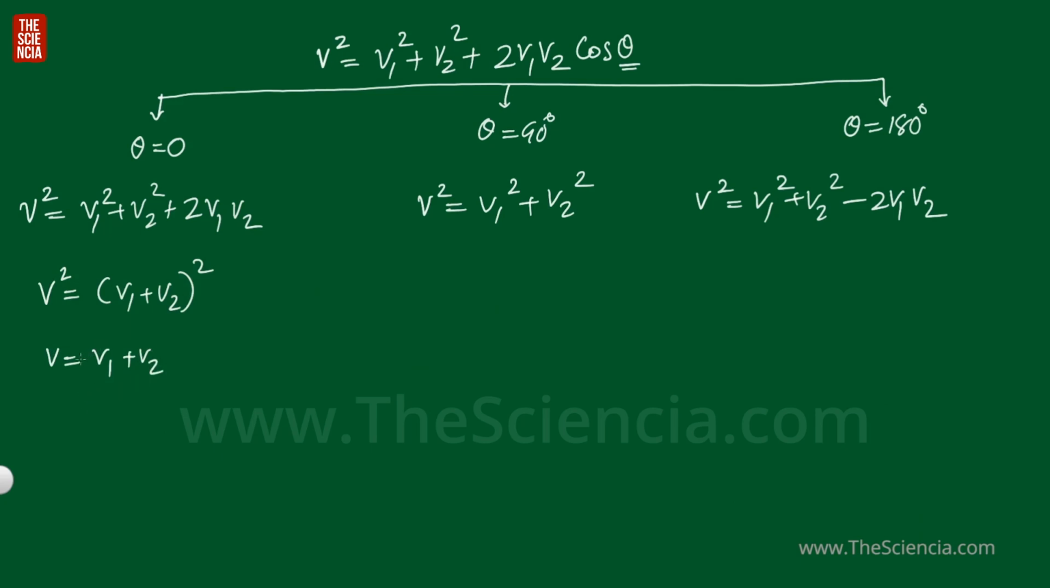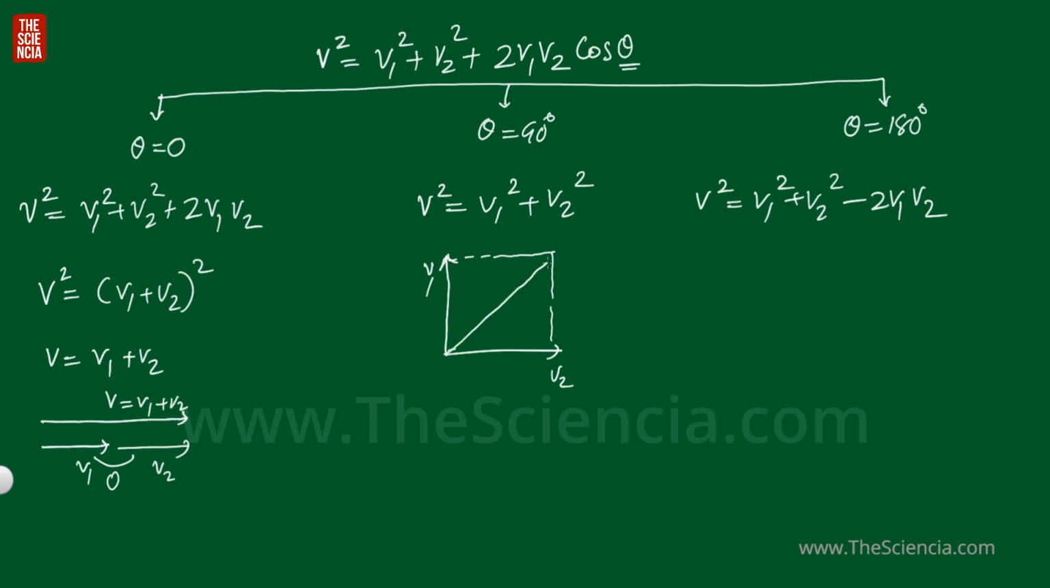So if theta is 0, then you can directly add the velocities. That is, angle is 0 means this is v1 and this is v2. So the resultant velocity will be v, that is v equal to v1 plus v2. Okay. Here you see the angle is 0. And here, if the angle between two vectors is 90 degree, that is v1 is this one and v2 is this one. So here this angle is 90 degree, then resultant will be v1 square plus v2 square.